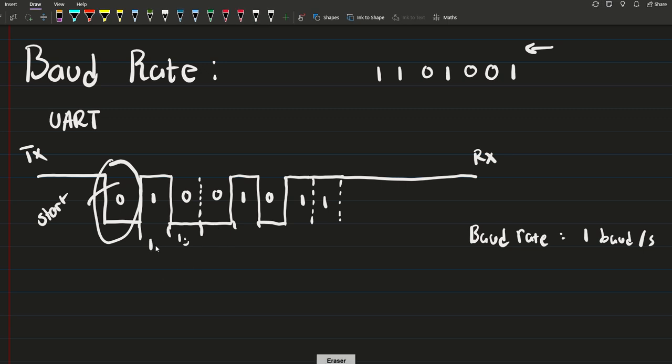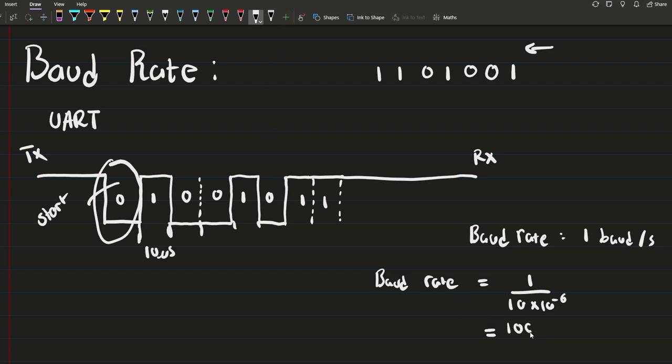Let's say now the time interval between these edges right here is 10 microseconds. Now what will be the baud rate? The baud rate is equal to 1 divided by 10 times 10 to the power of -6, and then the baud rate will be 100,000 baud per second.